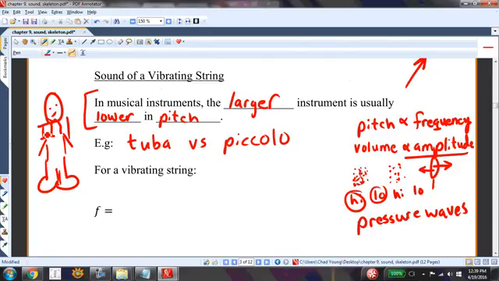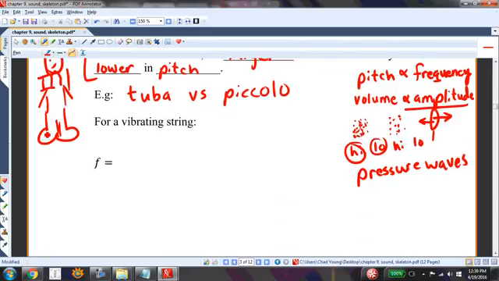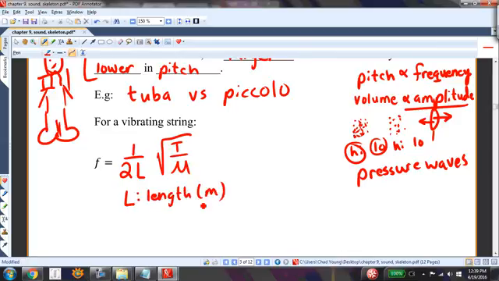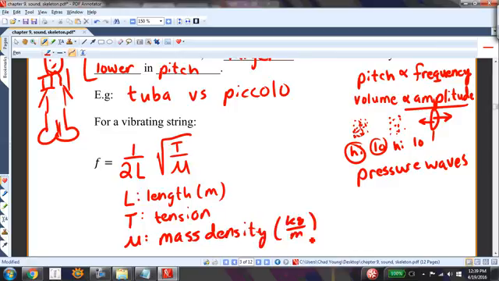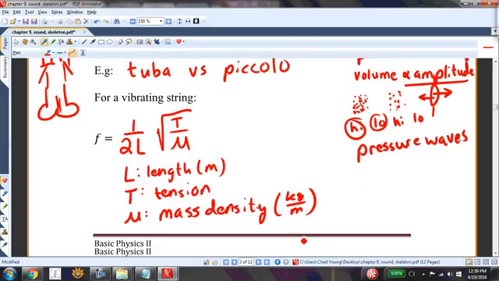Now, for a vibrating string, like on a guitar, for example, we can calculate the frequency. It is dependent upon the length, 1 over 2L. It's also dependent upon the tension in the string and the mass density. So here L is the length of the string in meters, T is the tension, the force that's in the string, and then mu is the mass density. The mass density is given in kilograms per meter. It tells you per unit length what is the mass of this string.